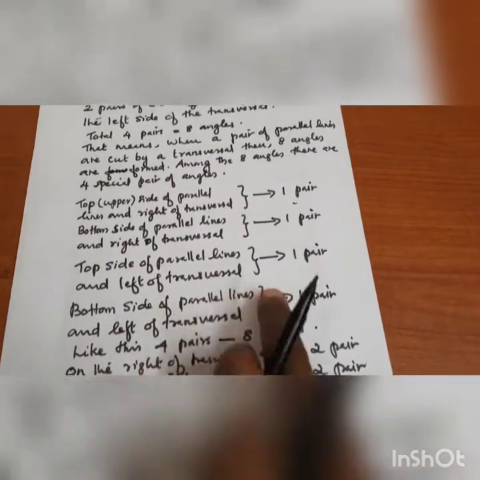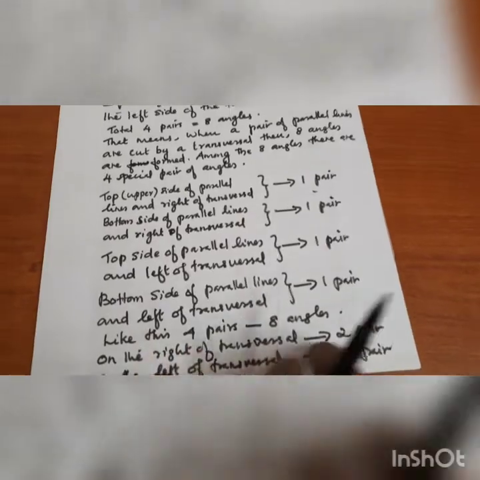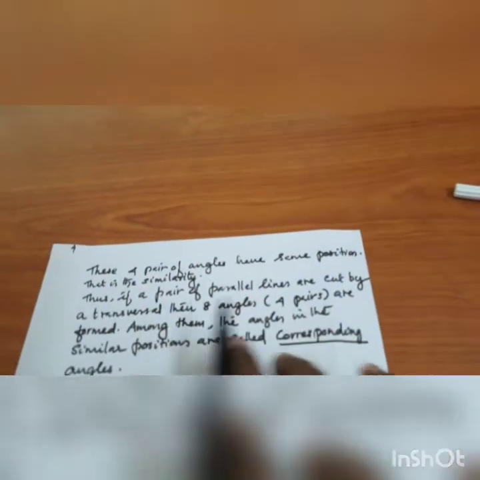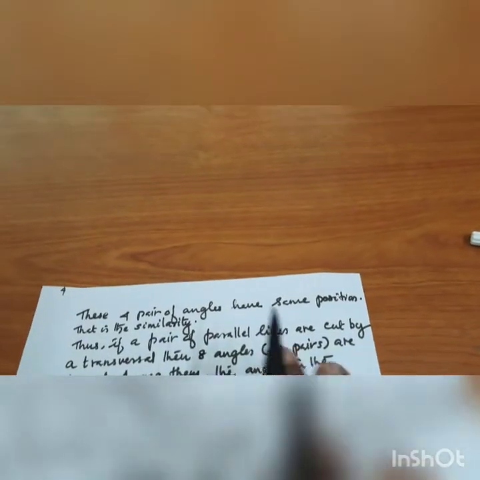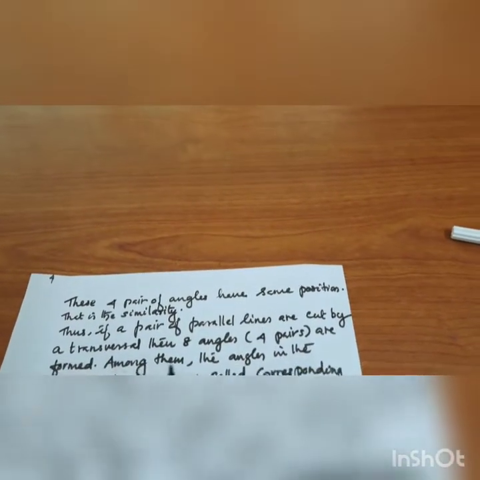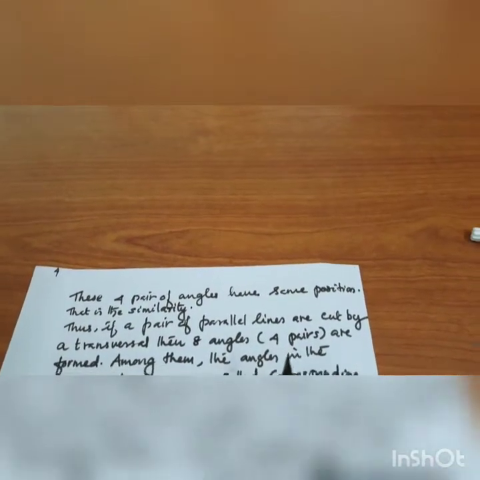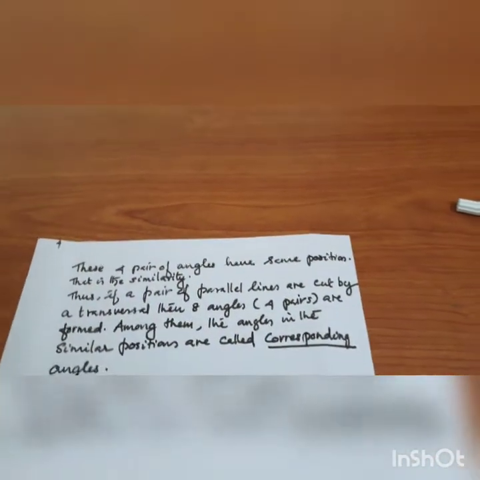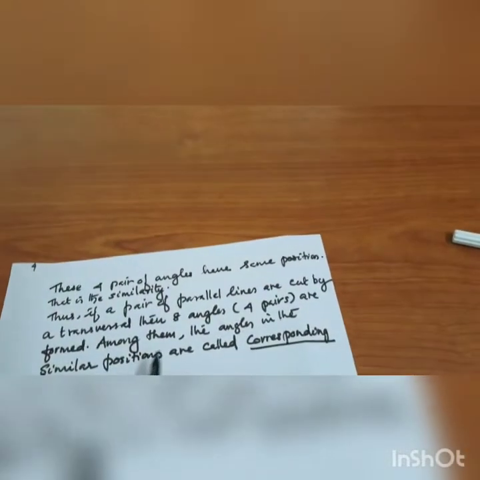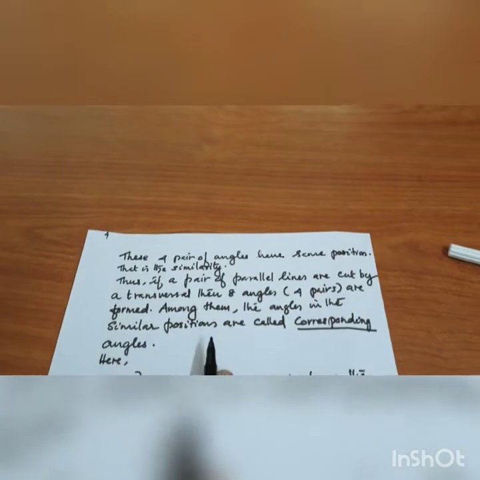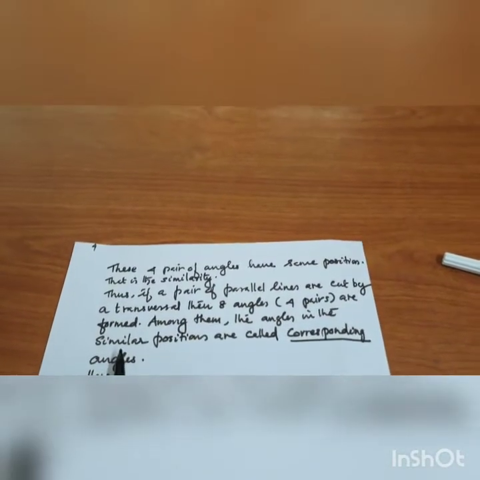On the right side of the transversal, 2 pairs, and on the left side of the transversal, 2 pairs. So, there are 4 pairs of angles that have the same or similar position. That is the similarity of the angles. Thus, we can say that if a pair of parallel lines is cut by a transversal, then 8 angles are formed.